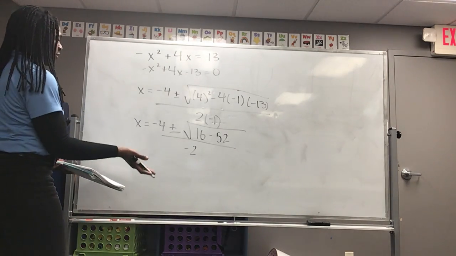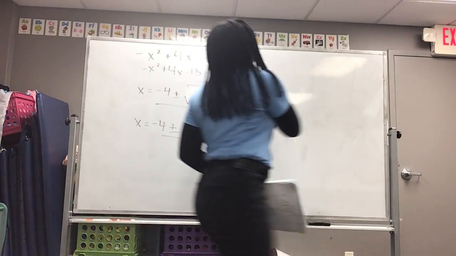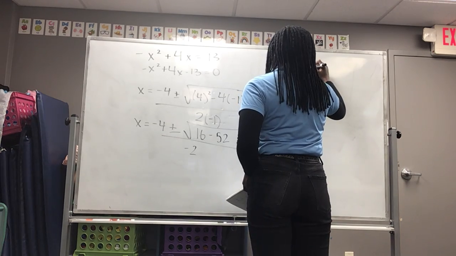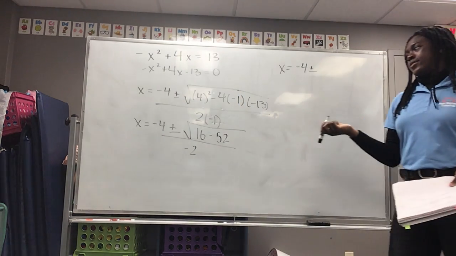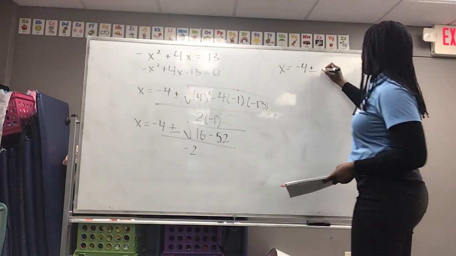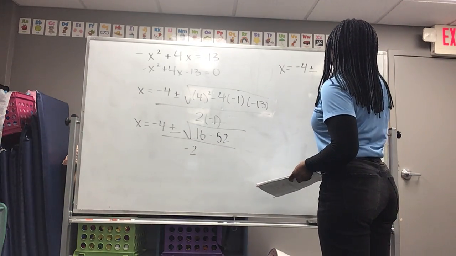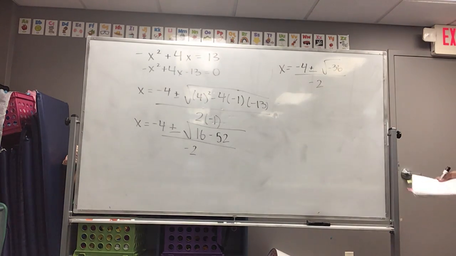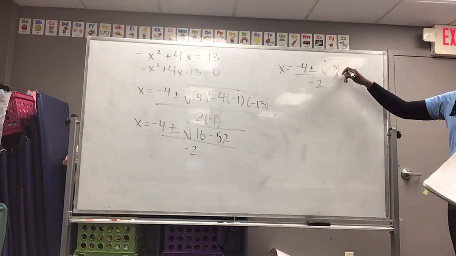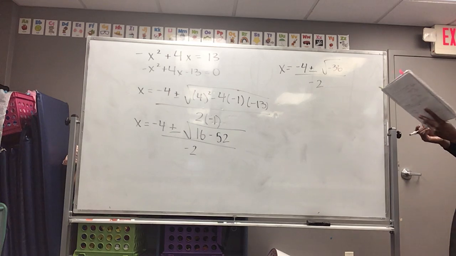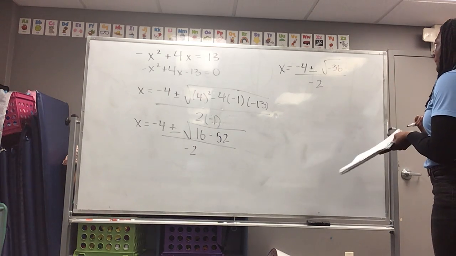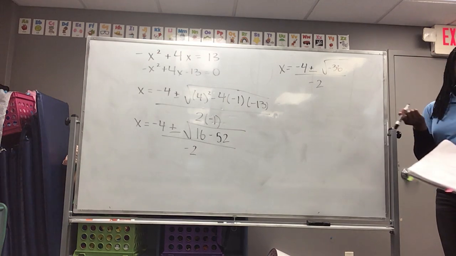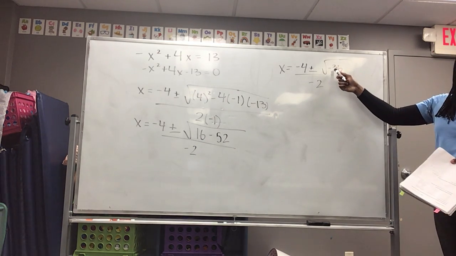So now I'm going to simplify a little bit more. I'm going to move over here. So x equals negative 4 plus or minus. Okay, so 16 minus 52 under my square root is actually negative 36. And then over negative 2. So you guys probably know this, but we can't have a negative under the square root. So even though 36 is a perfect square, we can't have negatives under our square root.